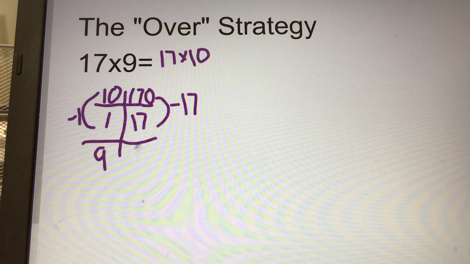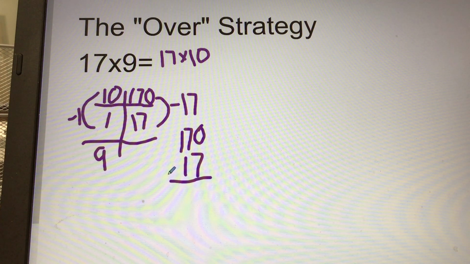Well, to figure out what that is, I would just have to subtract 170 minus 17. And we all know how to do that. If you don't know it in your head, show your work. So 170 minus 17.